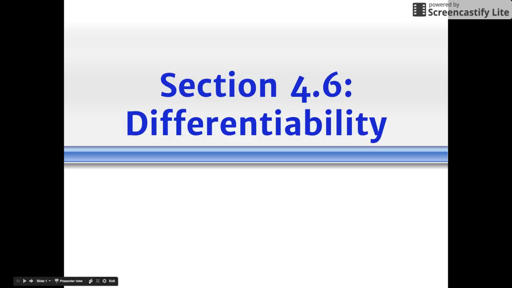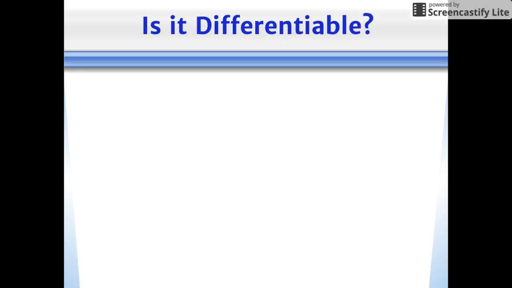This video is going to cover section 4.6, differentiability. A function is differentiable if it has a derivative. And so there are three ways a function can fail to be differentiable.